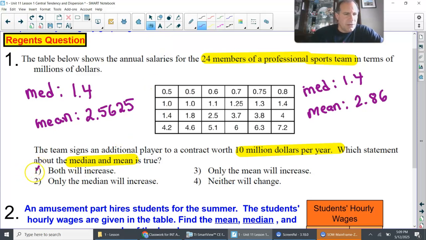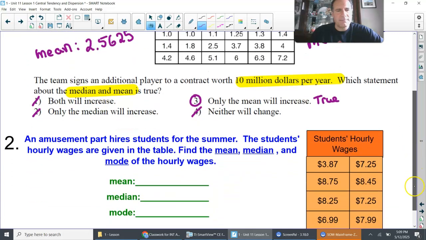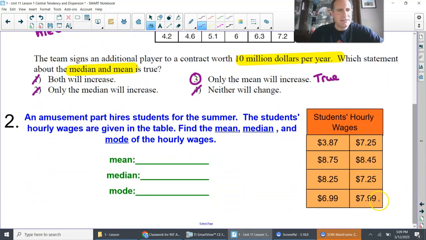Both will increase? No, that's not true. Only the median increases? No, the median stays the same. Gone. Only the mean will increase? Yes, this is true. And it says neither will change. That is false. So that's how you do that problem. Take it step by step. Write down everything, and that's it.